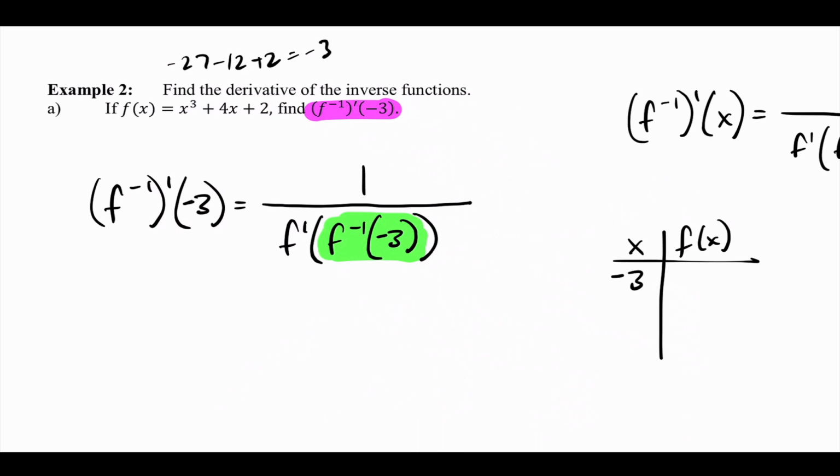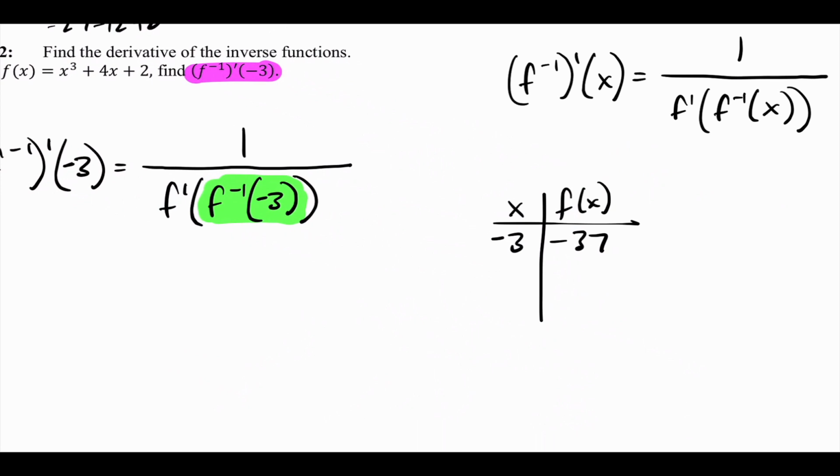Negative 37? That's what I got. Okay. But here's the thing. That green guy is not that command. It's actually the opposite command, right? It's actually saying, what do we get when we plug in negative 3 to its inverse?